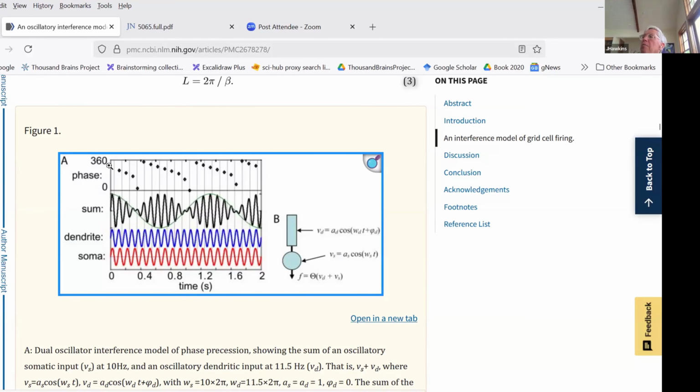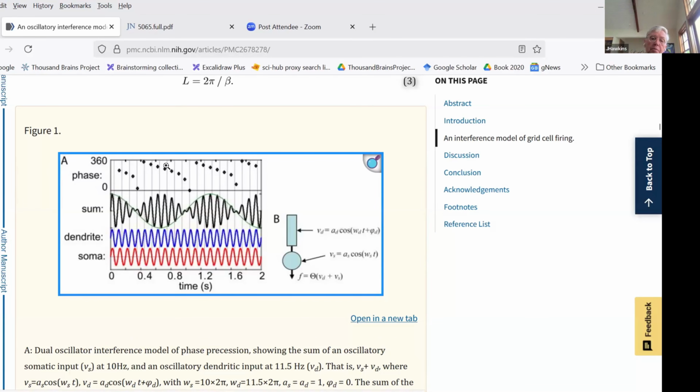Its phase of firing precesses, meaning as I'm approaching the area where the grid cell is supposed to be active, it fires after the peak of a background frequency. When I'm in the location of the center of the receptive field, it's firing coincident with the background frequency. And as I move beyond the receptive field, it fires prior to the background frequency. That's called phase precession.